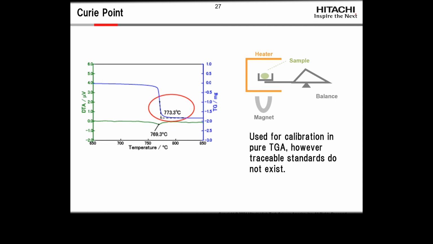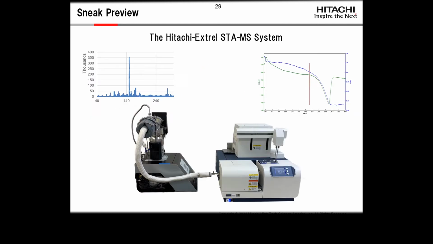And because it is a sharp transition, you can use it to calibrate a TGA by putting a magnet under it and watching the change in weight. However, as I said, the problem is there aren't really traceable standards, and there are pretty much only two elemental standards between 0 and 1,000, and that's iron and nickel.